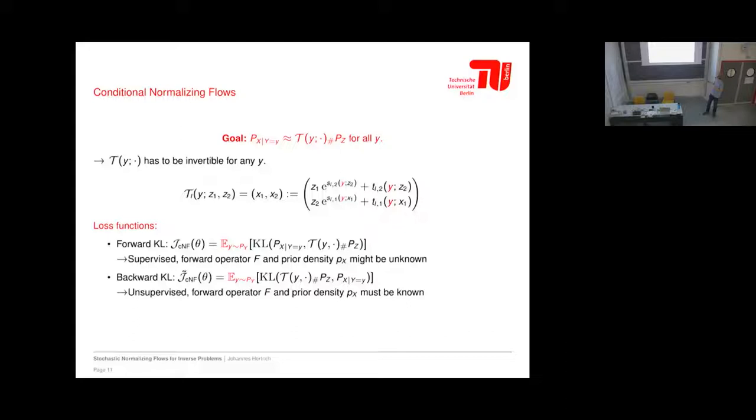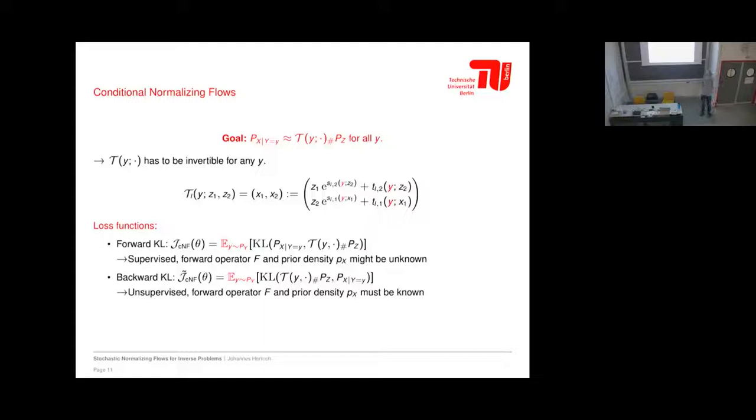And again, I can use two different loss functions here. The forward KL loss function, where I have the posterior distribution as first argument in the KL and the reconstruction in the second argument. And as we do this for all y, we have to add this expectation in front. And this yields a supervised loss function. So I need data pairs from my ground truth and my observations to train this. But I don't need any knowledge about the model. So I don't need the forward operator, and I don't need the prior distribution.